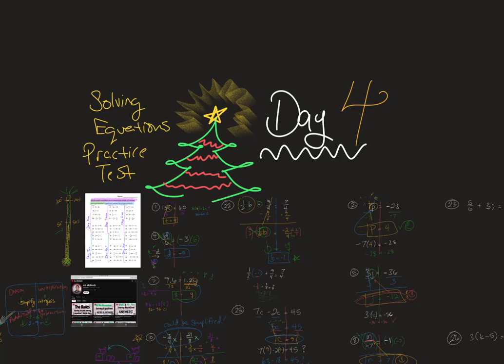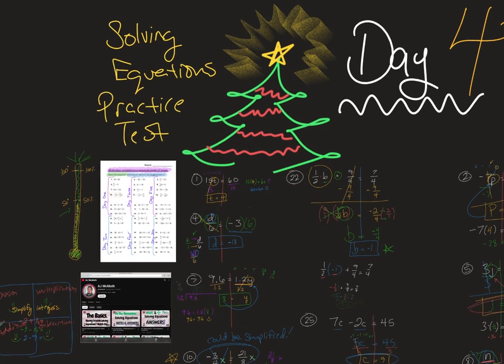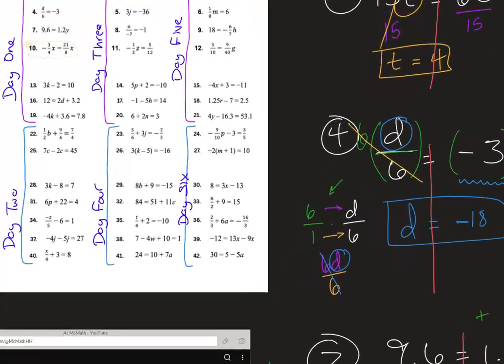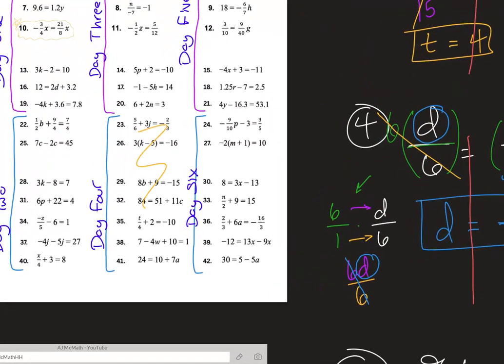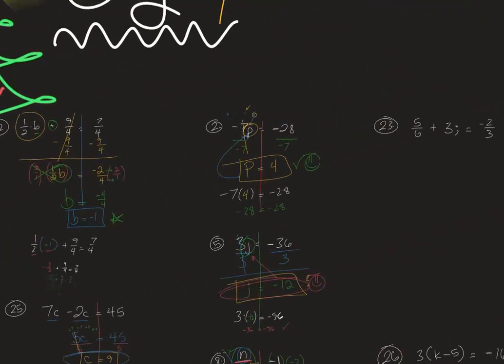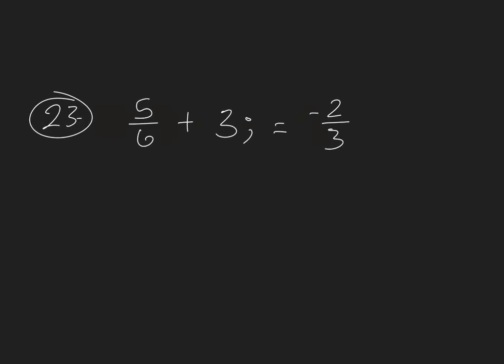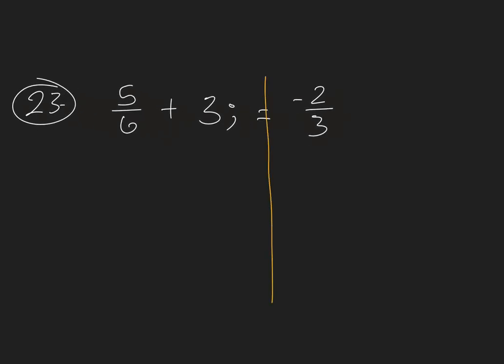Okay, it is technically day 4 of preparing for this test here, so that means we are going to be working on these problems right here, starting with number 23. What's happening is that we have two sides of the equation. J is being multiplied by 3, and it's being added by 5/6. So we can't simplify that, so I'm going to subtract 5/6 from both sides.